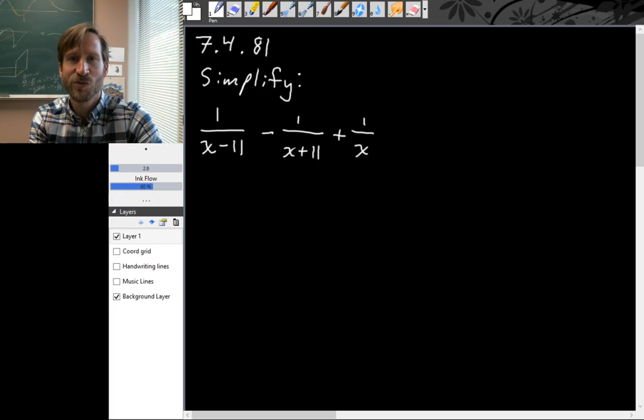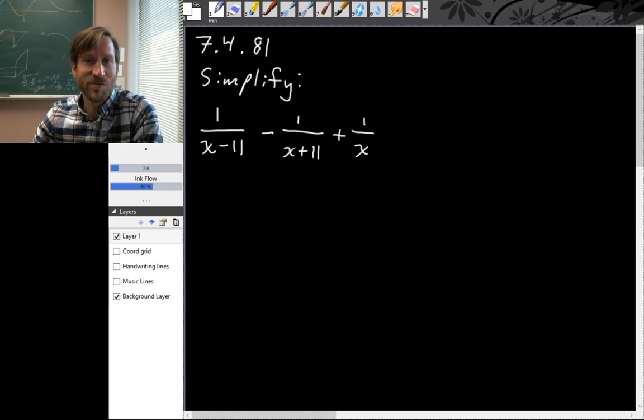Here's a solution to Rockswold number 7.4.81. So the problem is to simplify this rational expression, 1 over x minus 11 minus 1 over x plus 11 plus 1 over x.